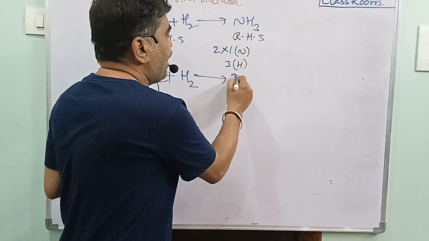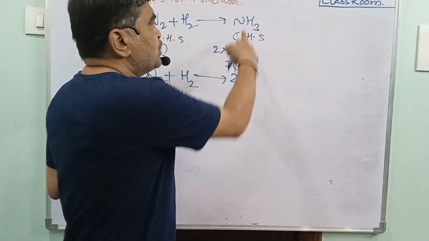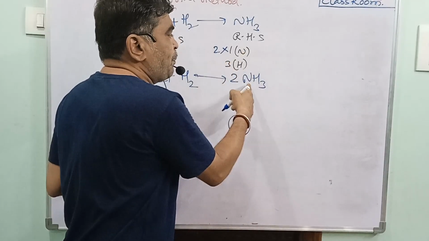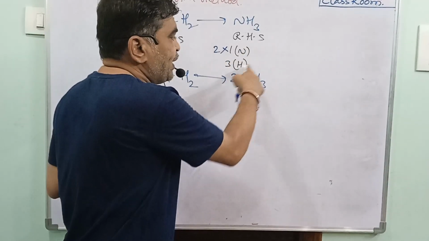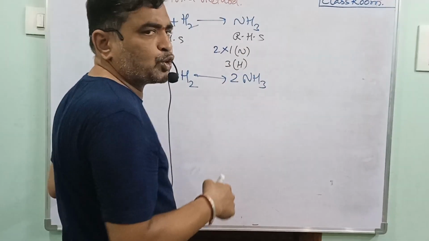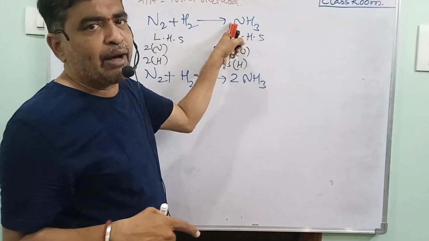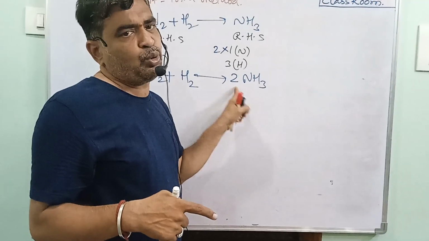So here what we have? I am multiplying with 2. The compound is NH3. Now the nitrogen is multiplied with 2, so automatically the compound is multiplied with 2. So I have written 2 NH3. The integer before was 1, so I am changing it into 2.